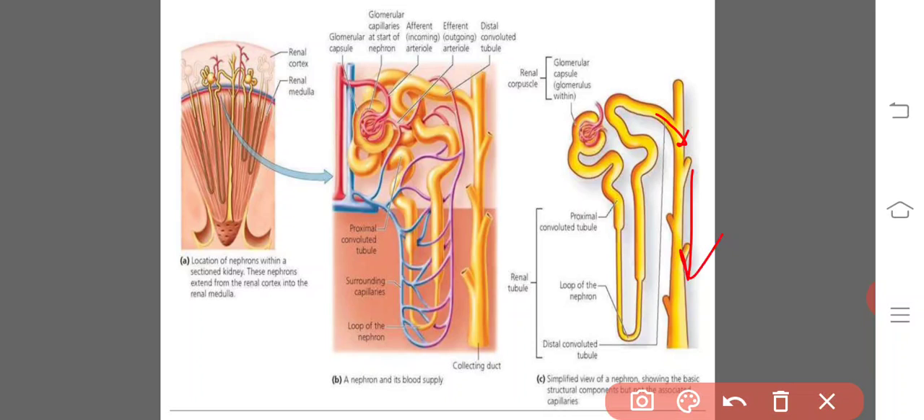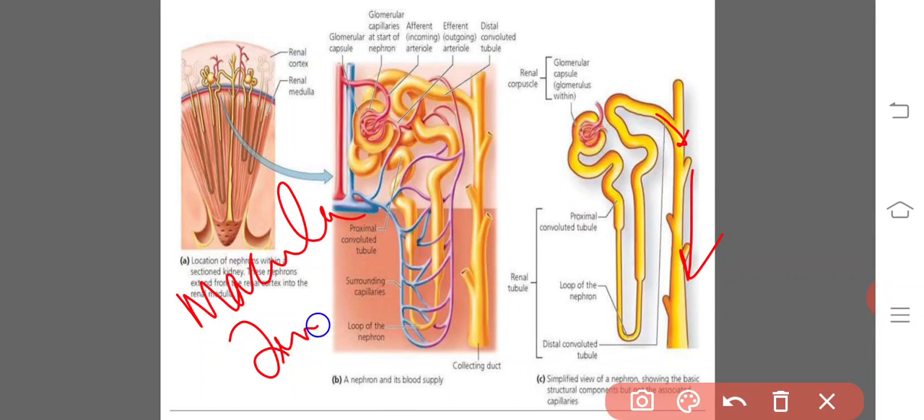Generally, the distal convoluted tubule makes contact with the afferent arteriole. The cells of the tubule are crowded in that region. They are known as the macula densa.